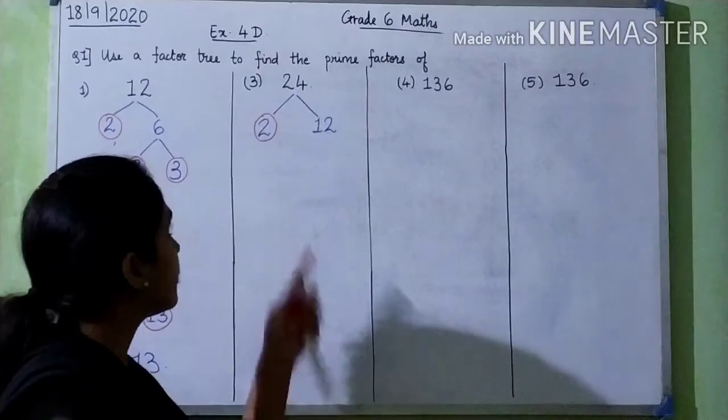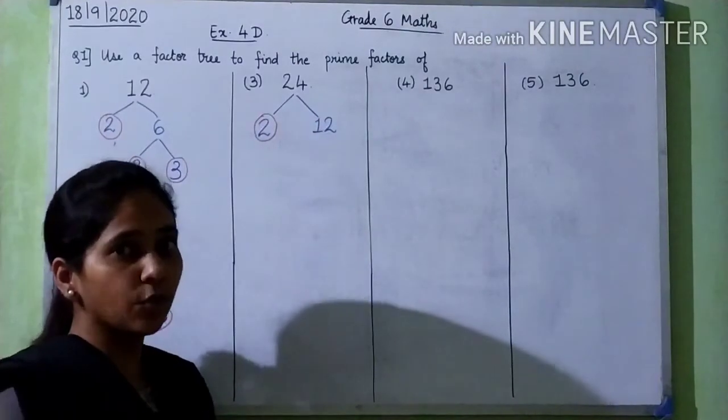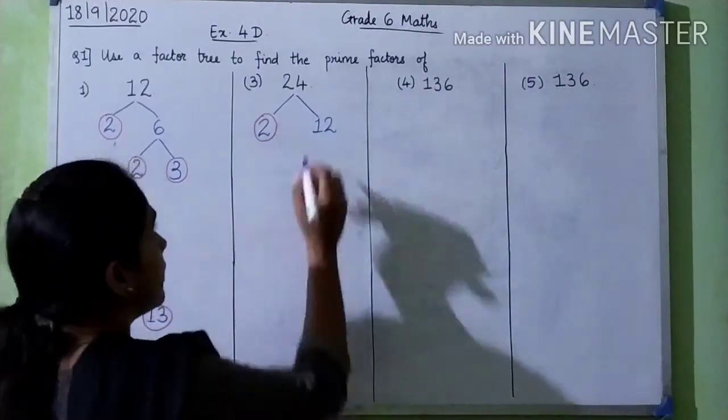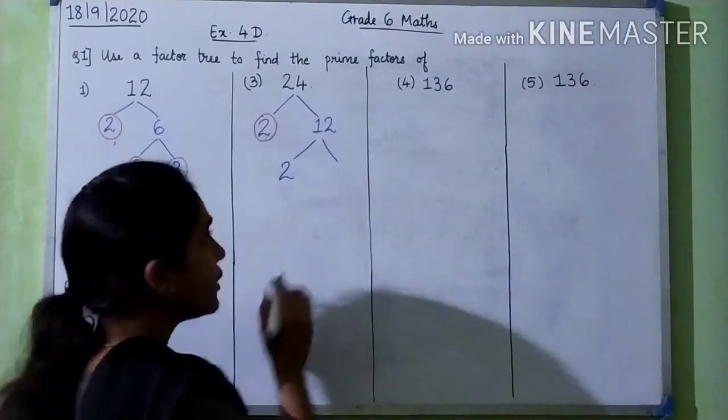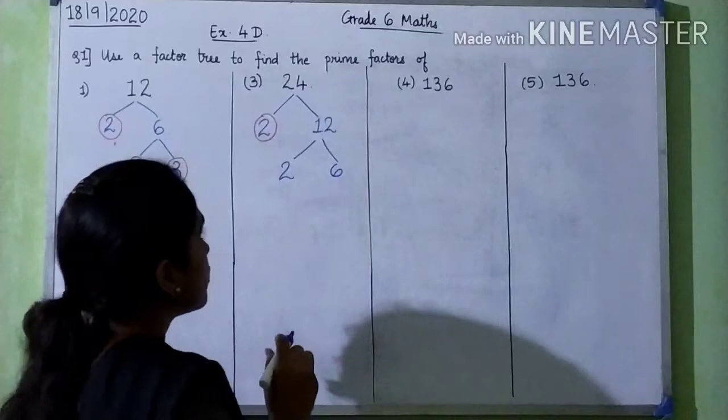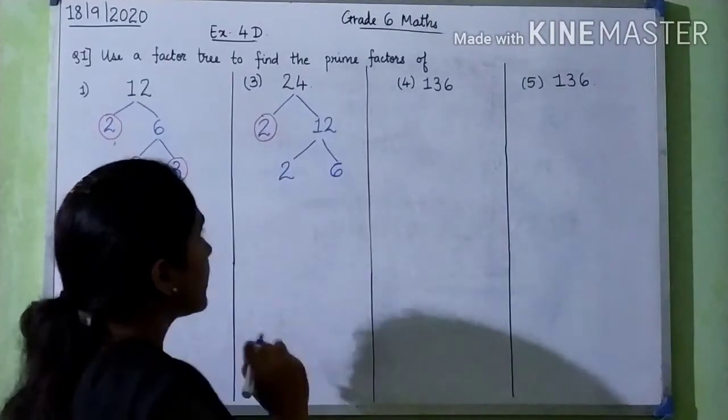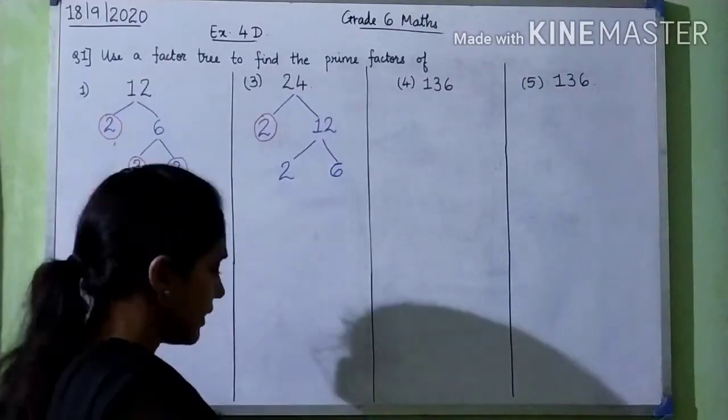So can 12 be divided by 2? Does 12 go in 2's table? Yes, right. So we can divide it by 2. So 2 into how much is 12? 2 into 6 is 12, right? So one factor which we get is 2 and the other one is 6.